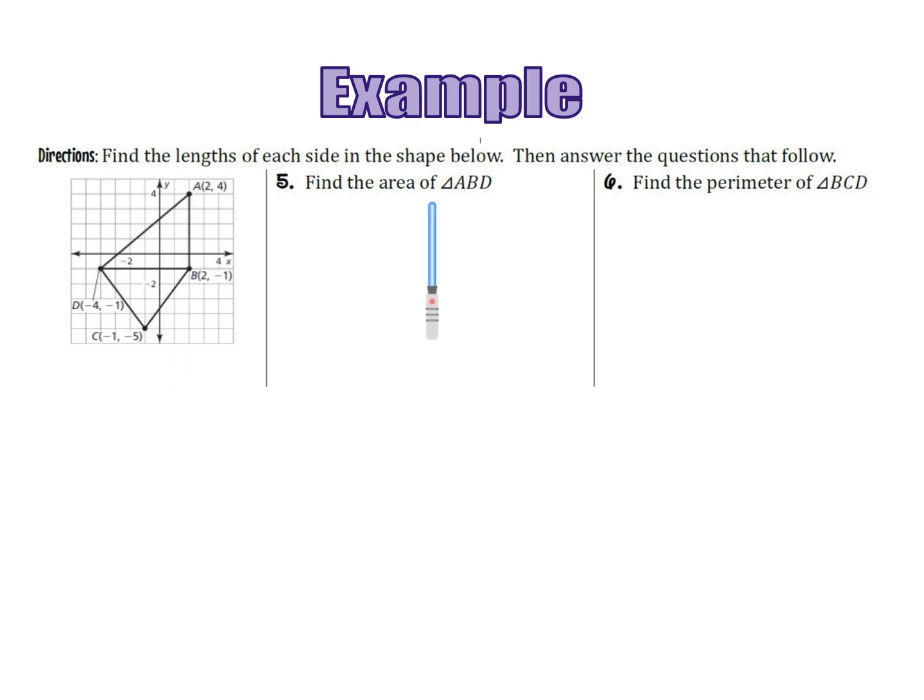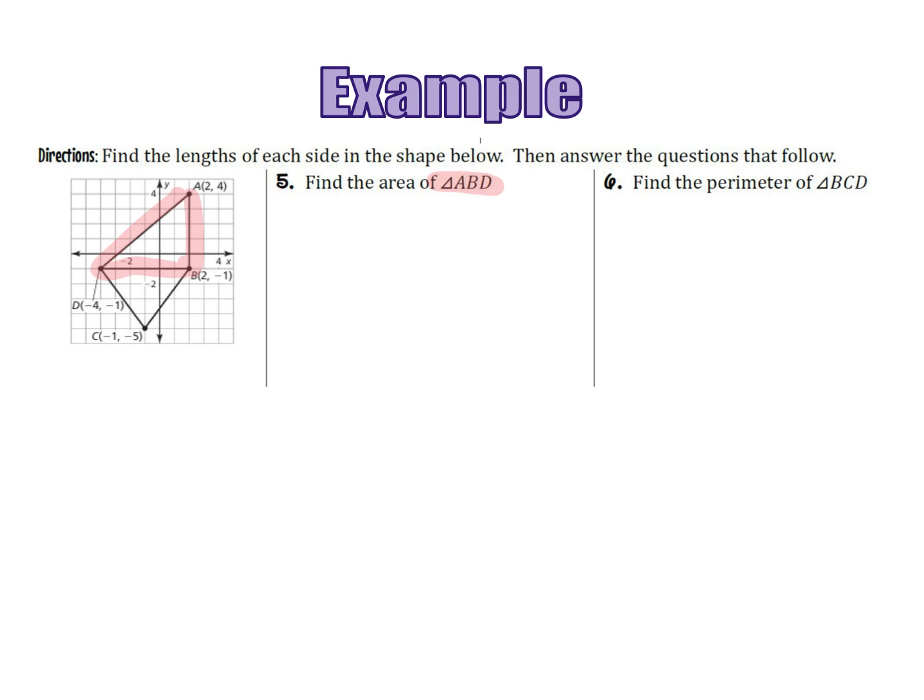We're being asked to find the area of triangle ABD and then the perimeter of triangle BCD. So let's start by finding the area of triangle ABD. So let's first identify which one that is. ABD is this triangle, which is a right triangle. I can tell because right here, these two have perpendicular slopes.